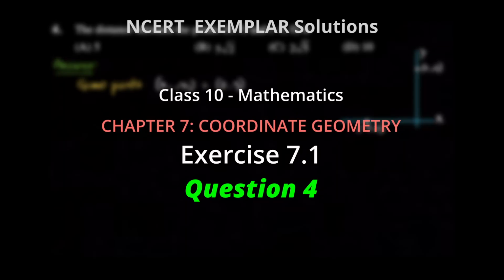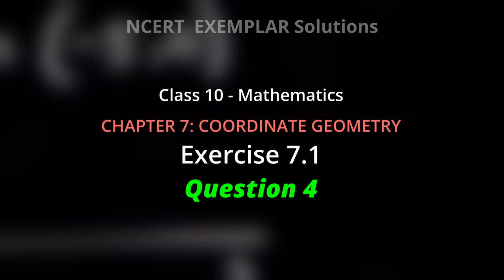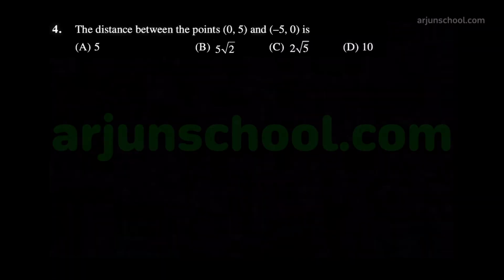NCERT Exemplar Solutions, Class 10, Maths, Chapter 7, Exercise 7.1, Question number 4. The distance between the points (0, 5) and (-5, 0) is: option A, 5; option B, 5 times root 2; option C, 2 times root 5; option D, 10. Let us find the answer.